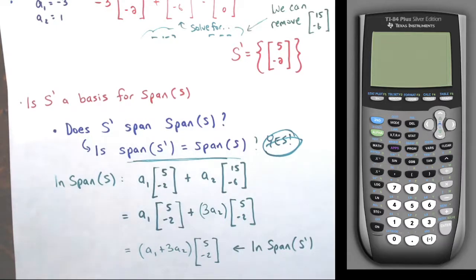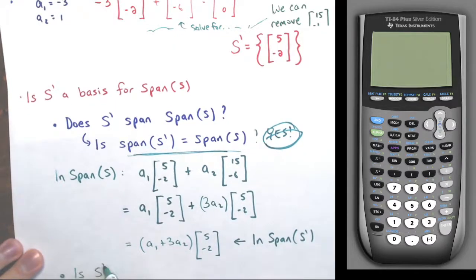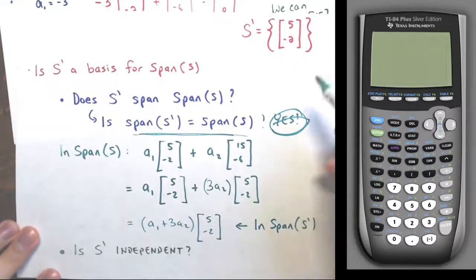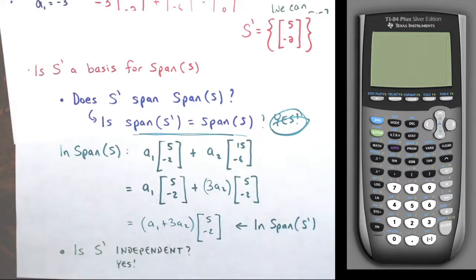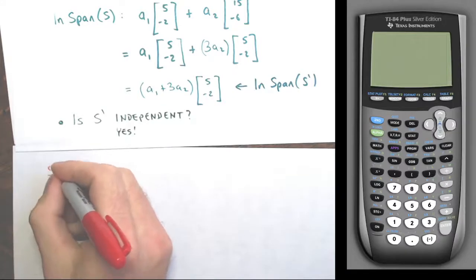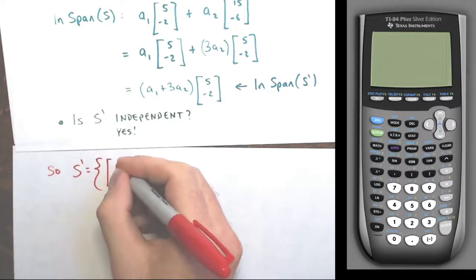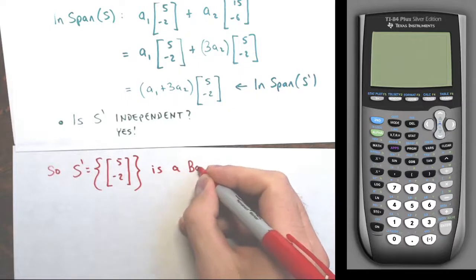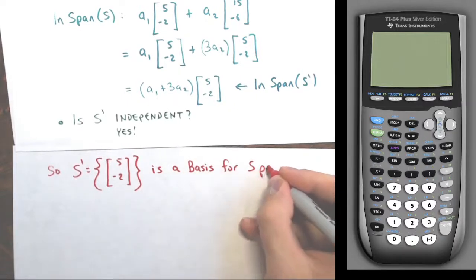Okay, and finally, is S prime linearly independent? As we saw in my very first example, S prime has one non-zero vector in it, so it's independent. So the answer is yes. After all that, we can very simply say that S prime, the set with vector 5, -2 in it, is a basis for the span of our original set, the span of S.